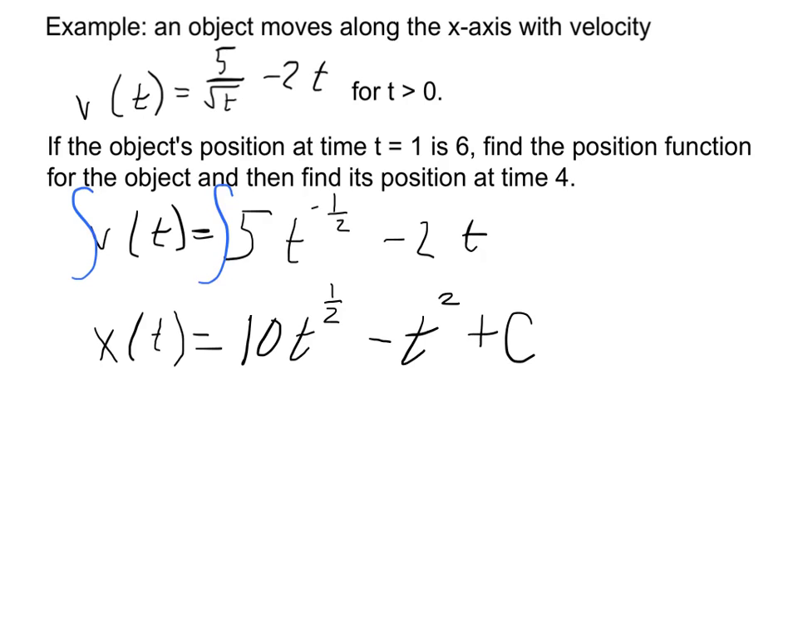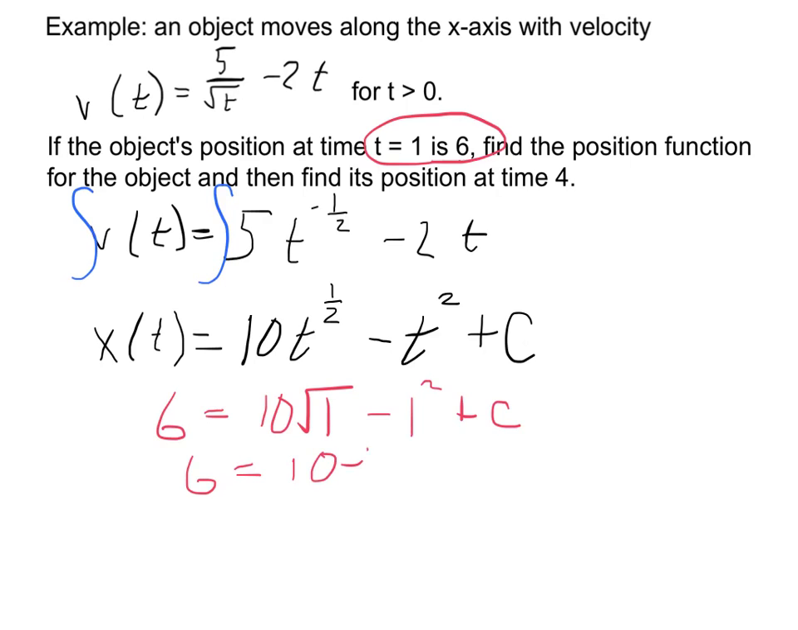Now that I have this, I plug in the information that was initially given. They told me that when time was 1, the position was 6, so that means 6 equals 10 times the square root of 1 minus 1 squared plus c. 6 equals 10 minus 1 plus c. 6 equals 9 plus c. So that tells me that c has to be negative 3.